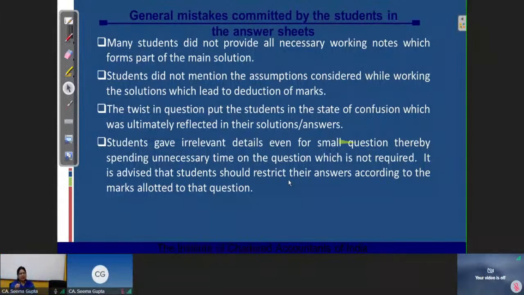Don't give irrelevant details even for small questions. Don't waste time on any particular question. Restrict your answers to the specific requirement of the question.